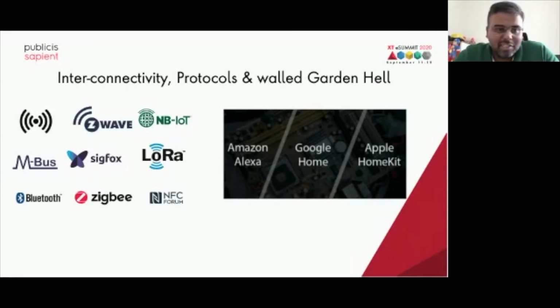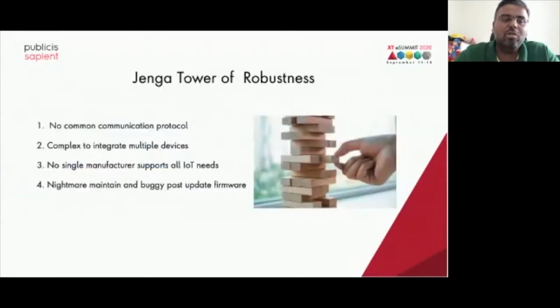An implementation done in Amazon Alexa cannot be used directly in Google Home. Let's consider you have built a custom-tailored solution. That's going to be a Jenga tower of robustness. No common communication protocol would be there. It is complex to integrate with multiple devices. And most importantly, no single manufacturer supports all the IoT needs, even for our simple smart hotel implementation.